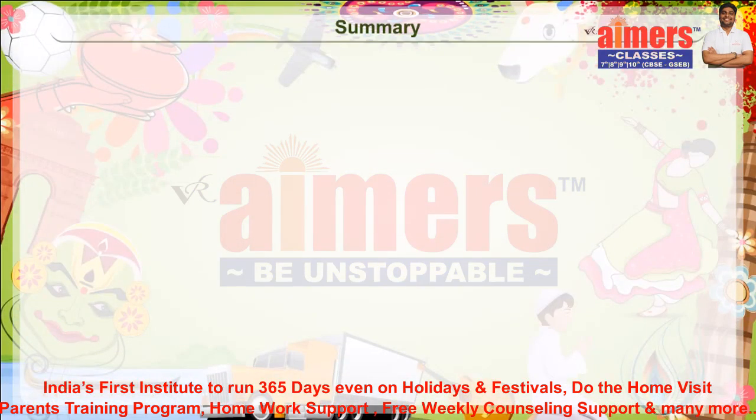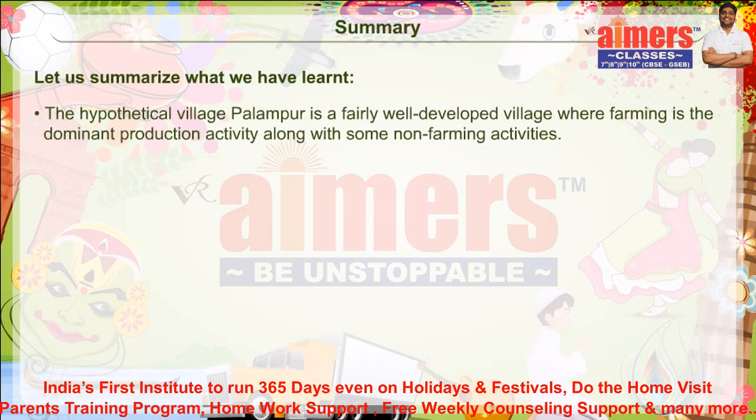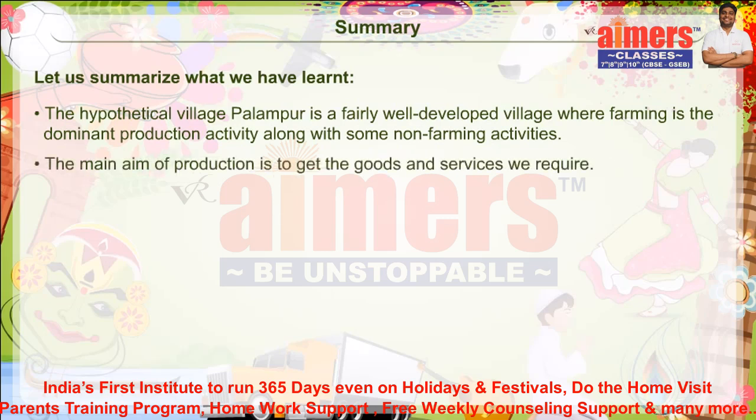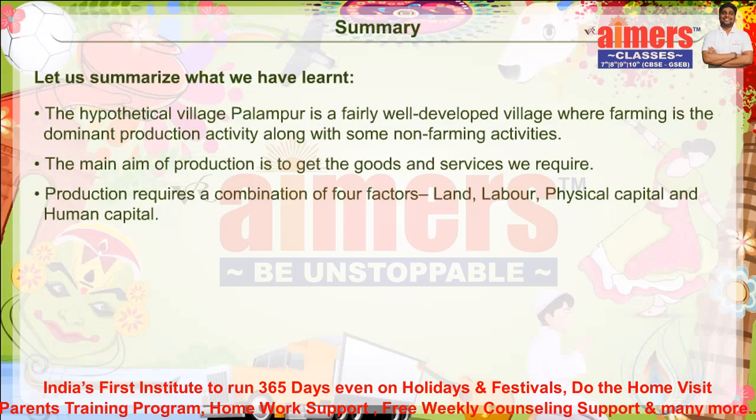Summary. Let us summarize what we have learnt. The hypothetical village Palampur is a fairly well-developed village where farming is the dominant production activity along with some non-farming activities. The main aim of production is to get the goods and services we require. Production requires a combination of four factors: land, labor, physical capital, and human capital.